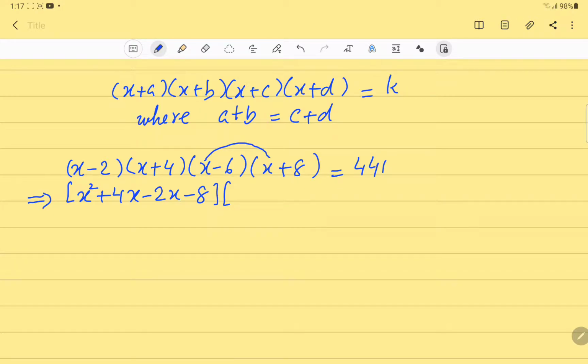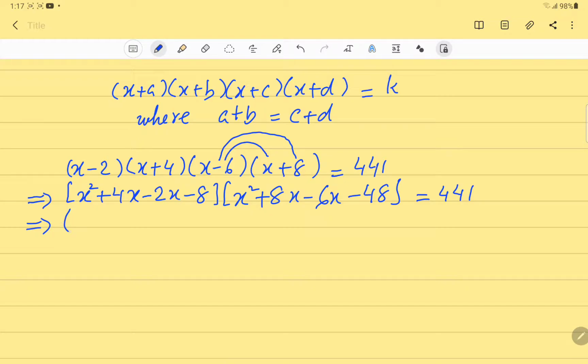x will be multiplied with x and x will be multiplied with 8. So it is x squared plus 8x. Then minus 6 will be multiplied with x and minus 6 will be multiplied with 8. So minus 6 into x is minus 6x and minus 6 into 8 is minus 48. Bracket close, and it is equal to 441.